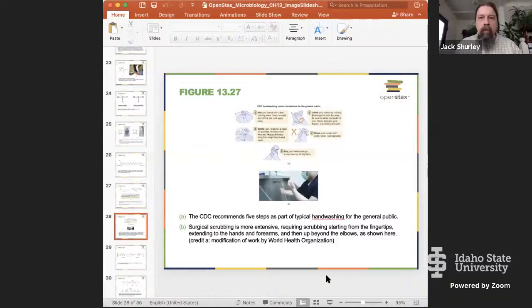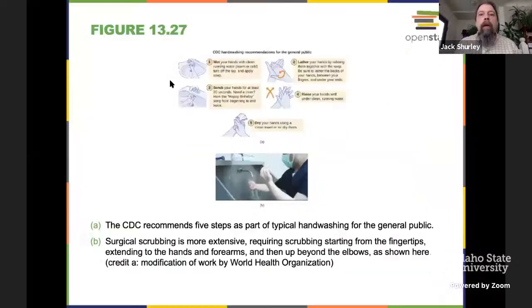Okay, good morning, everybody. Let me get this full screen. Happy Friday. We will hopefully wrap this up relatively quickly and start chapter 14 here, at least get some of the introductory stuff with chapter 14.